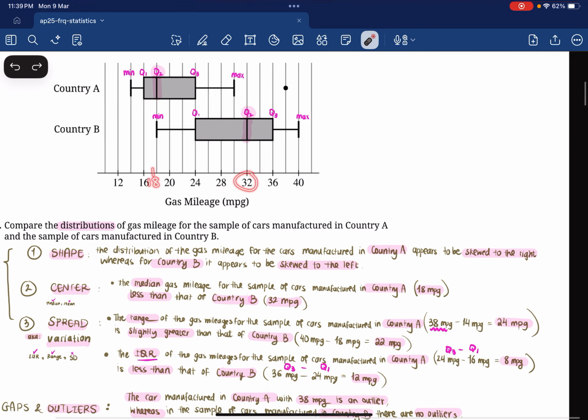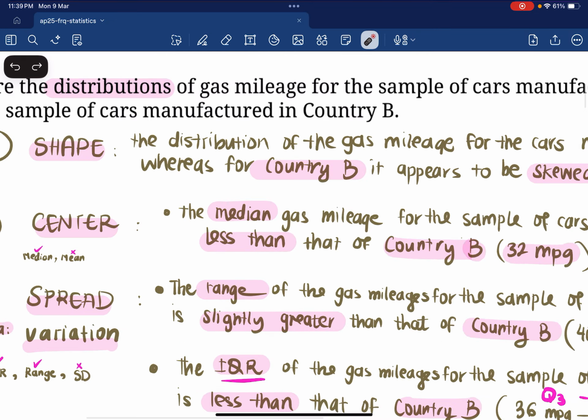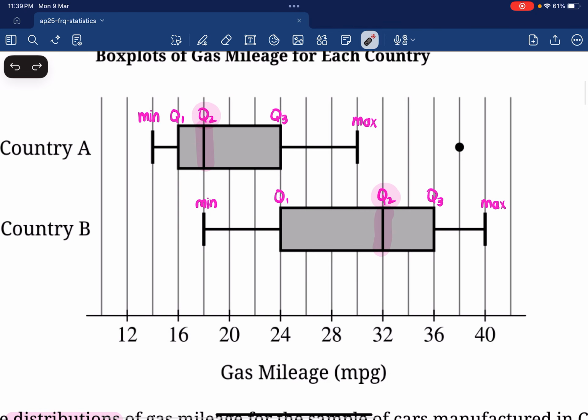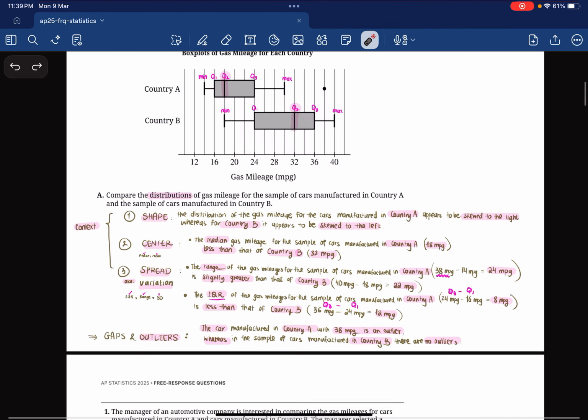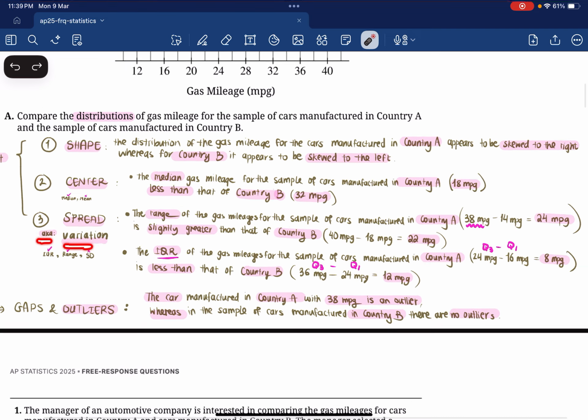And so what can we say? We say the median gas mileage for the sample of cars manufactured in country A is 18 miles per gallon, which is less than that of country B, which is 32 miles per gallon. It's important to write the numerical values in context with the units. We cannot compare the numerical value of the mean because a box plot does not give me the numerical value of the mean.